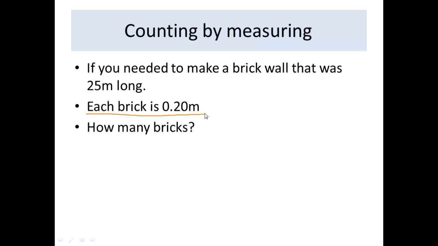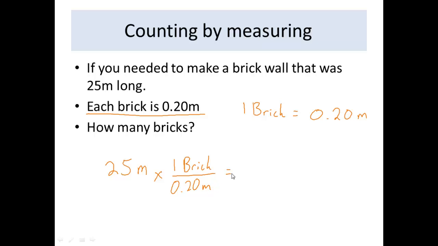Meters, height or length. So this gives us 1 brick is equal to 0.20 meters. So I can use this as a ratio. If I have a 25-meter fence, I know that the ratio of bricks to meters is 1 brick per 0.20 meters.